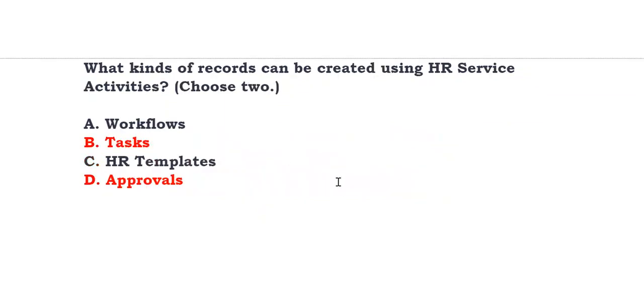Next, what kind of records can be created using HR service activities? Option A, workflows. Option B, task. Option C, HR templates. Option D, approvals. Correct answer is option B and D.